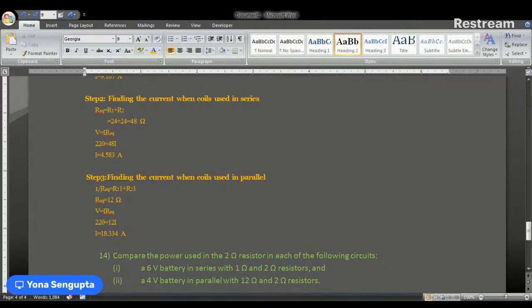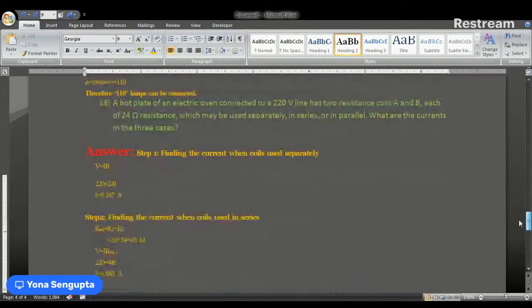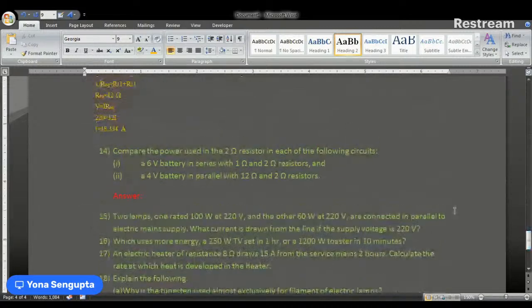Okay, 1 by equivalent resistance equals 1 by R1 plus 1 by R2, which gives us the equivalent resistance equals 12 ohm. So volt equals I times R of the equivalent resistance. So it gives us 220 equals 12I, which after we calculate gives us I equals 18.334 A. So this is the answer for number 13. I hope you can see.